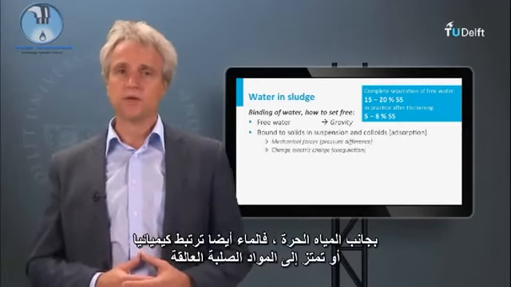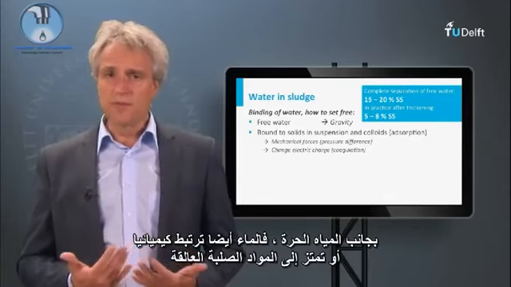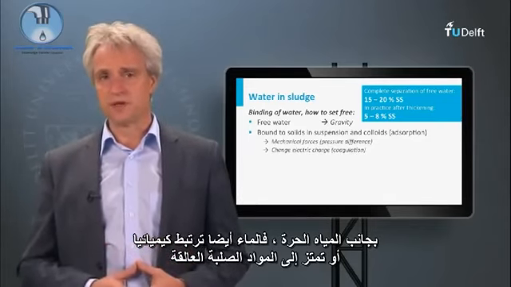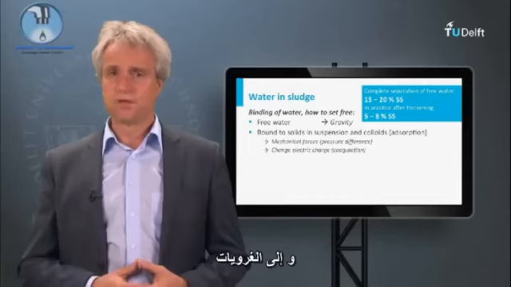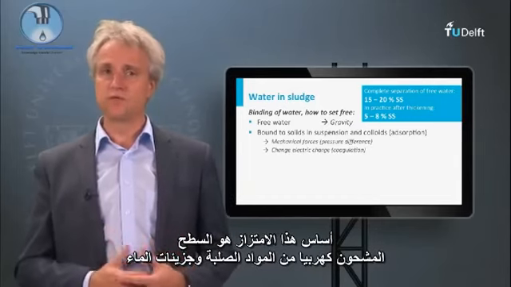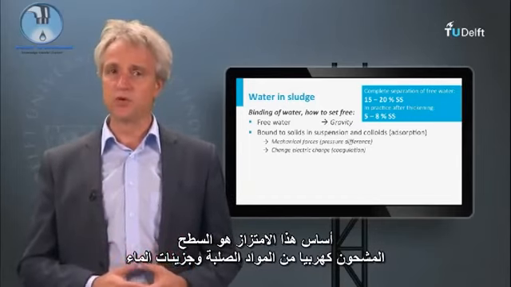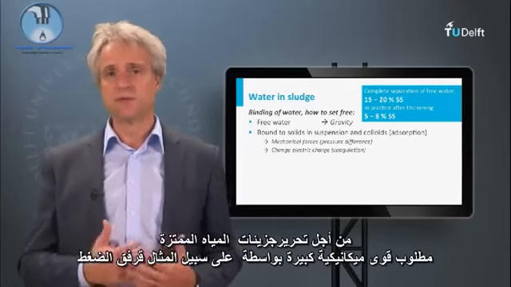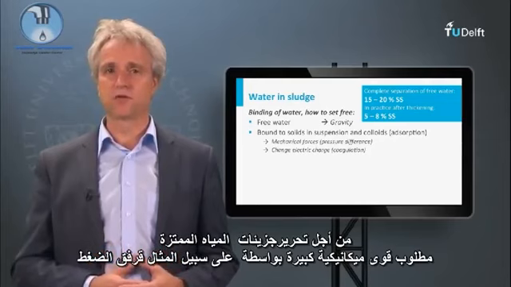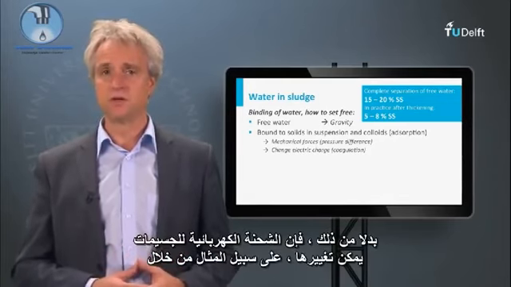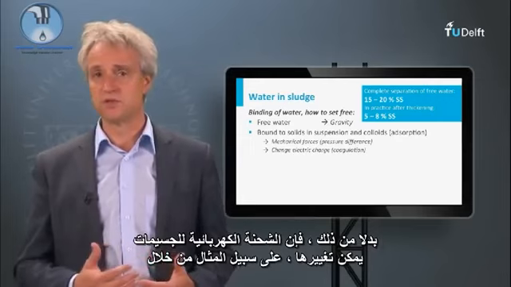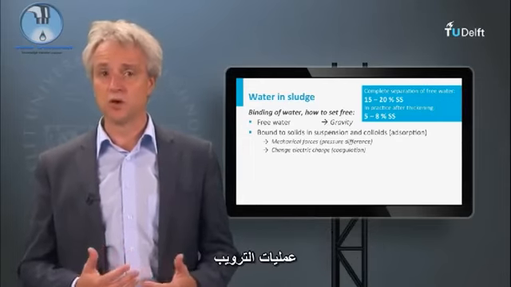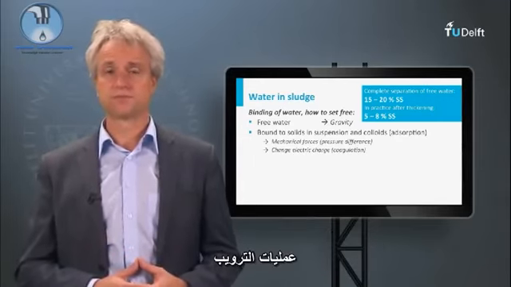Next to free water, water is also chemically bound or adsorbed to the suspended solids and the colloids. The basis of this adsorption is the surface charge of the solids and the dipole of the water molecules. In order to set free the adsorbed water, large mechanical forces are required, by e.g. pressure differences. Alternatively, the electric charge of the particles can be changed, for instance, by coagulation processes.